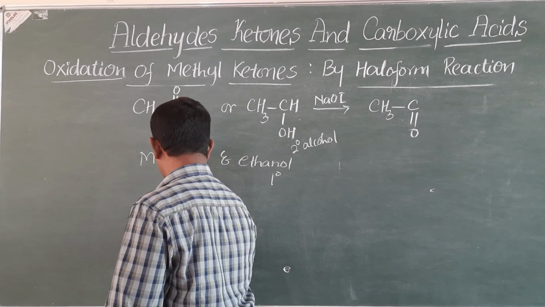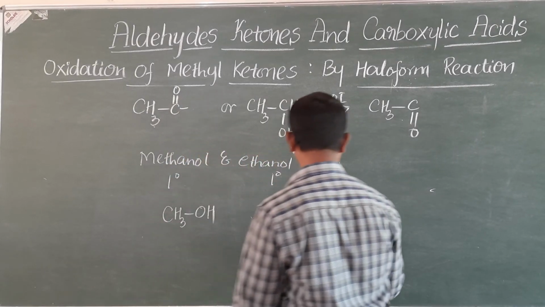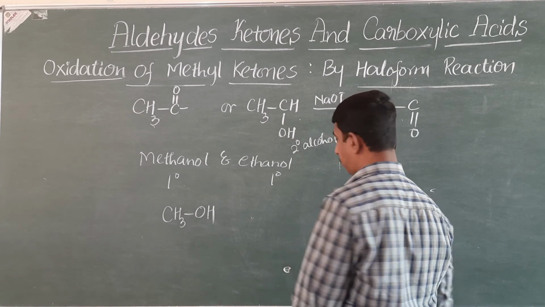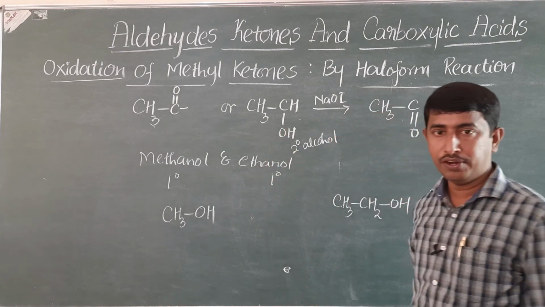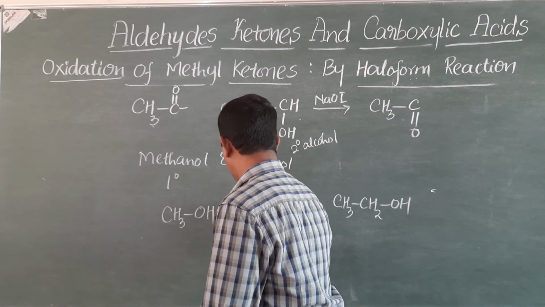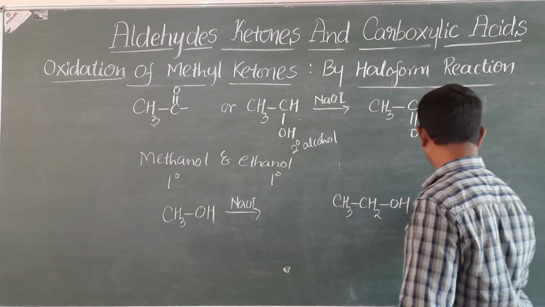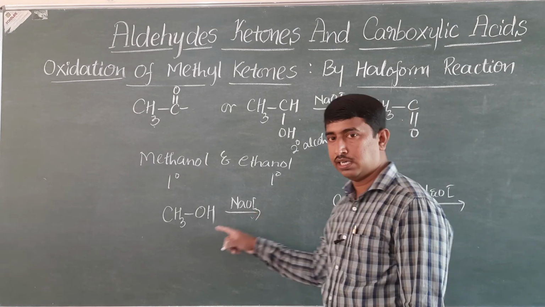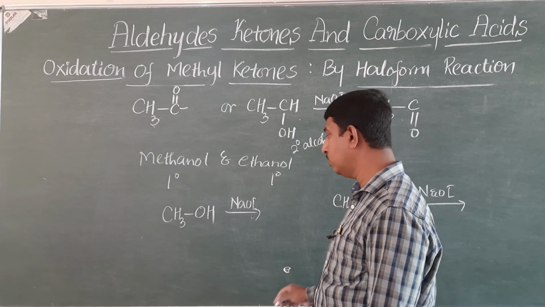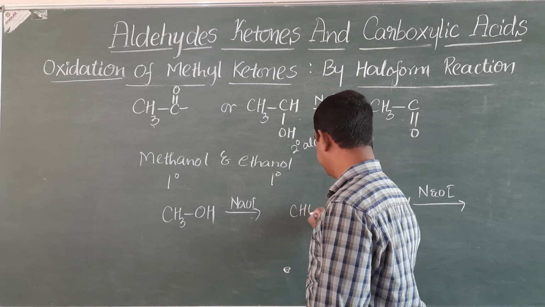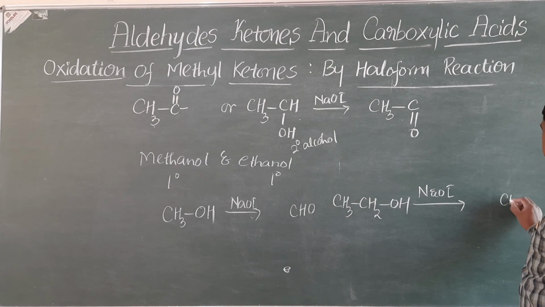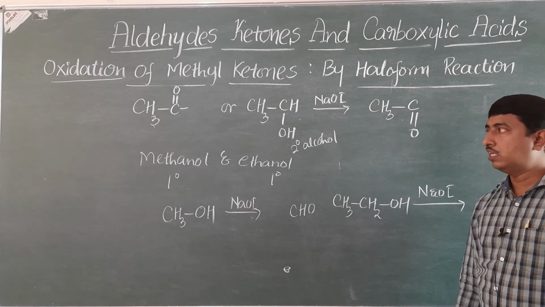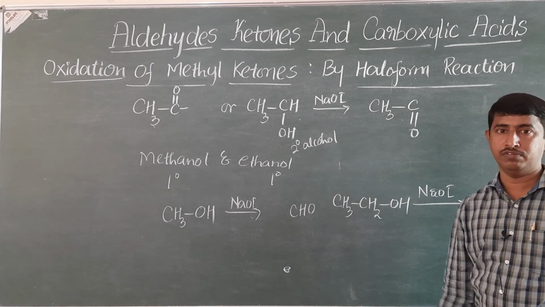The formula of methanol is CH3OH. The formula of ethanol is CH3CH2OH. See, when it is subjected to the iodoform reaction, that is, we have to add the oxidizing agent NaOI. In the presence of the oxidizing agent, this primary alcohol undergoes oxidation forming aldehyde, because both are primary alcohols. Primary alcohols upon oxidation form aldehyde. Secondary alcohols upon oxidation form ketone.